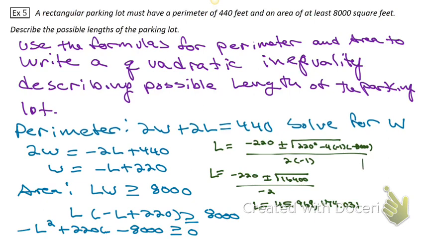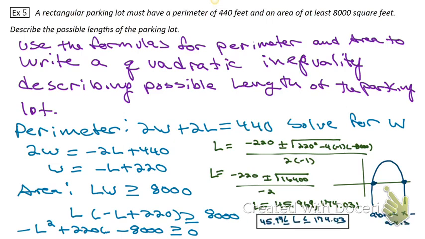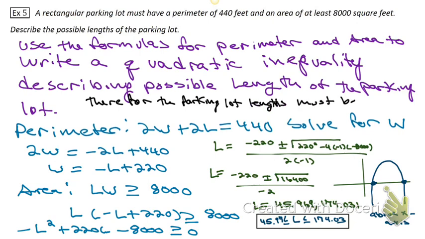So if those are the two possible lengths, if you look at it graphically, the length needs to be between 45.97, is less than or equal to L, which is less than or equal to 174.03. I solved this graphically instead of algebraically. And it says describe the possible lengths. So that's why I went with L. I don't have to worry about W. Therefore, the parking lot length must be between those two values.